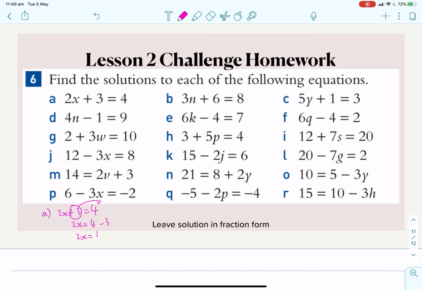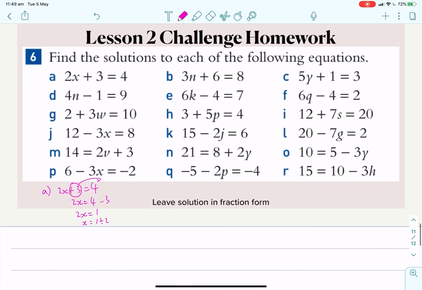2 times x. 2 times x is the same as x times 2. The opposite of times 2 is divided by 2. So x equals 1 divided by 2. That means x equals 1 over 2. 1 divided by 2 is 1 over 2. We leave the solution as a fraction. We don't change it to decimal. So this is the challenge homework.